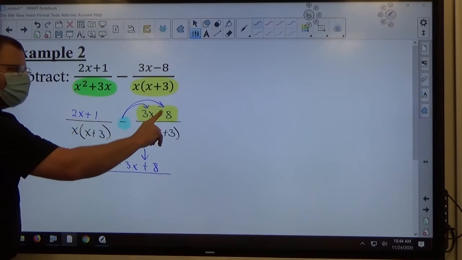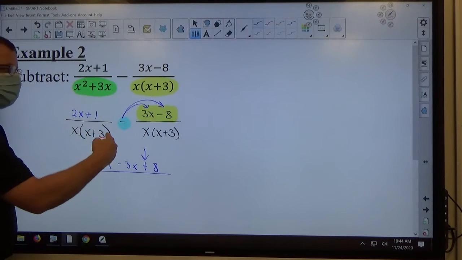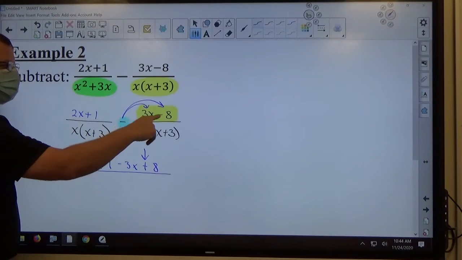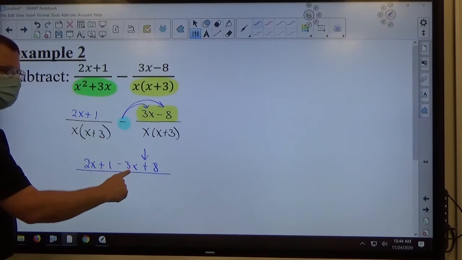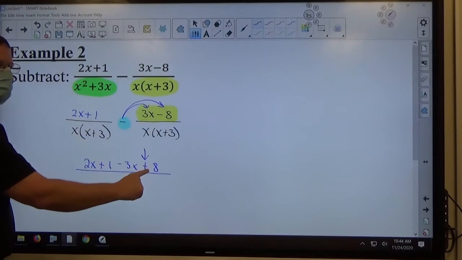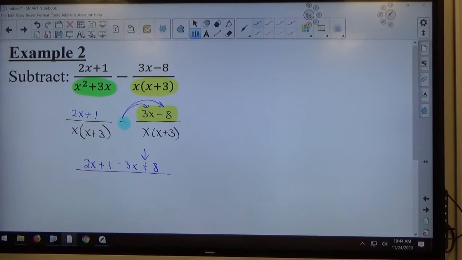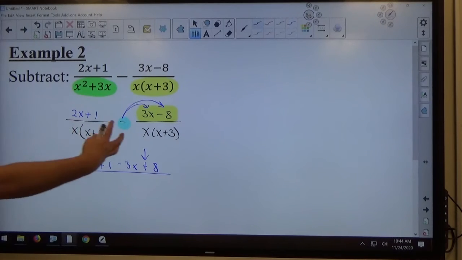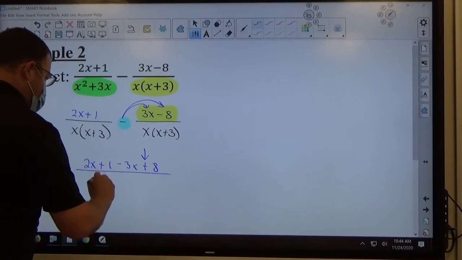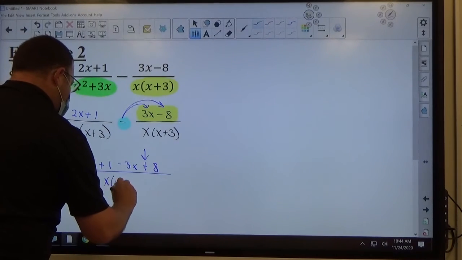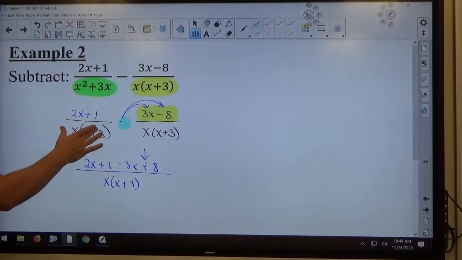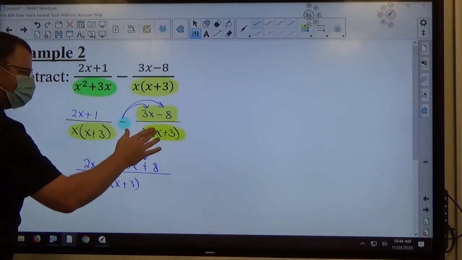But again, this is a very easily overlooked idea. Subtracting multiple objects, we're subtracting each and every piece. So minus positive 3x and minus negative 8 makes plus 8. That plus 8 is quite often missed by people, so be careful that when we're subtracting, we allow that minus sign to hit every piece of the numerator. Once I combine those numerators together like that, I'm going to put that over the single common denominator of x times x plus 3. Again, once the common denominator exists, once this is the same as this, that's what goes on the bottom.